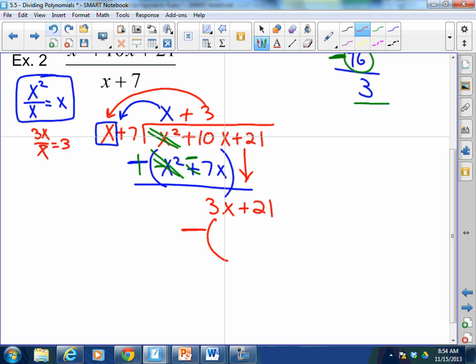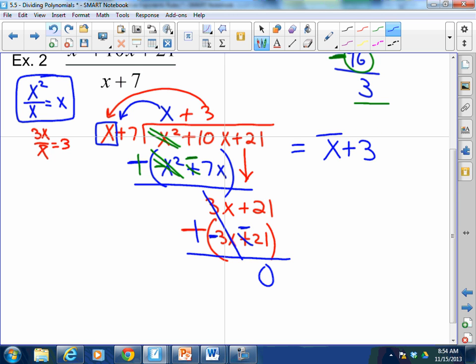What's 3 times x? 3x. What's 3 times 7? 21. Now I'm going to distribute the negative, and in this case, the 3x's cancel out. They have to. And in this case, 21 minus 21 is 0. There's no remainder, so my answer is x plus 3.